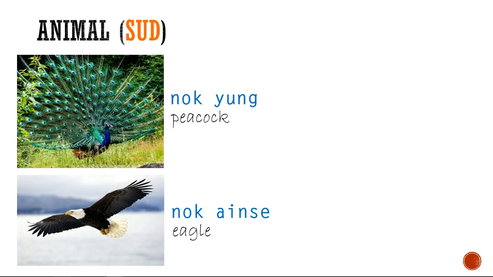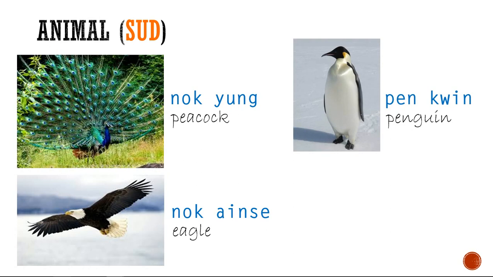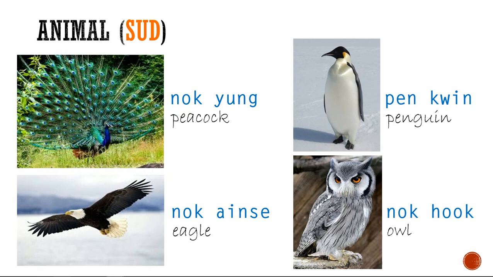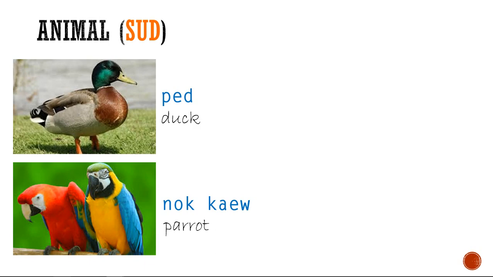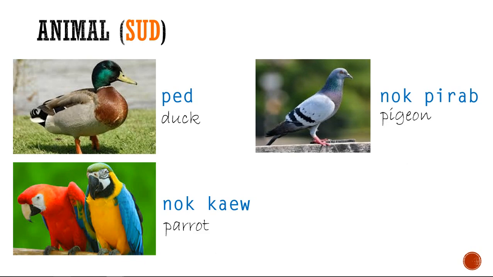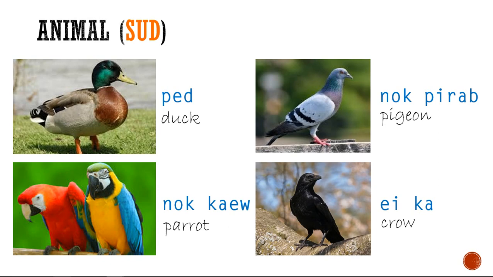Nok in sea, eagle. Penguin is a penguin. Nok hook is an owl. Pet, duck. Nok gao, parrot. Nok pirap, pigeon. Iga, crow.